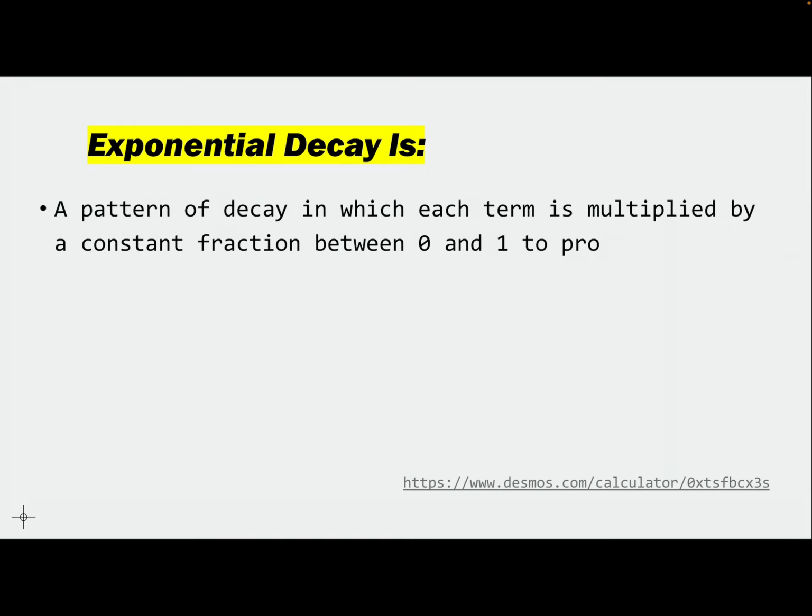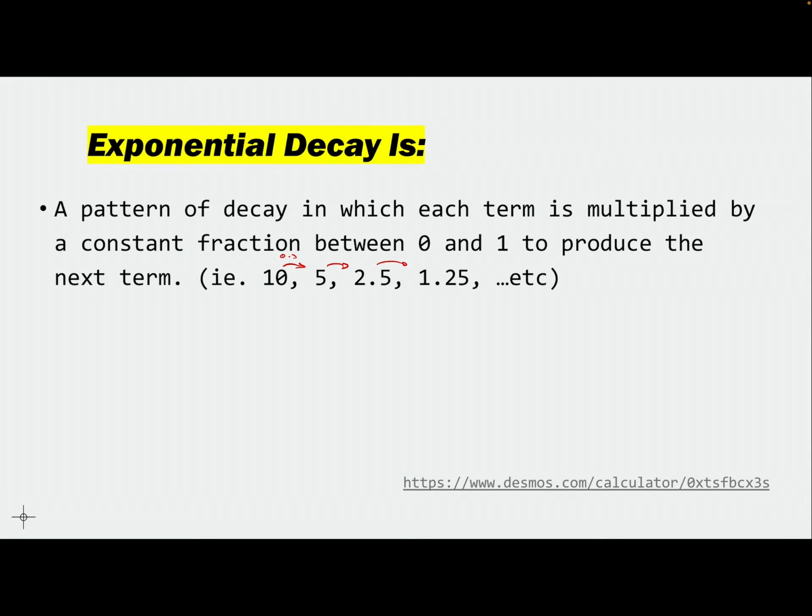So what is exponential decay? Well, it's just a pattern of decay in which each term in the pattern is multiplied by a constant fraction between 0 and 1 to produce the next term. So we can see that in here. If we had to multiply by something to get the next term, we can see we only need to multiply by a half each time. So every time we multiply by a half, we actually produce the next term. So we can see they're consistently getting smaller and smaller each term.